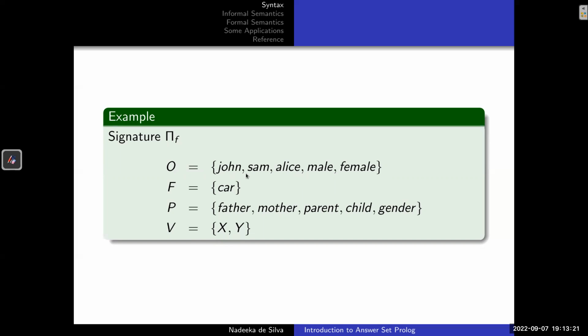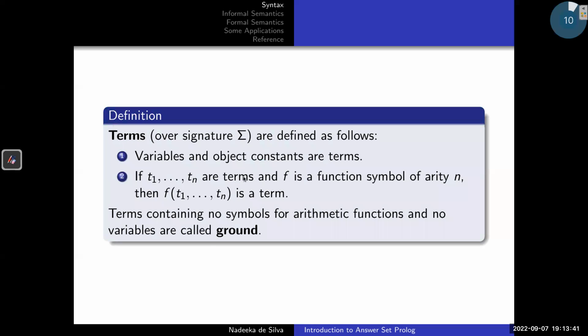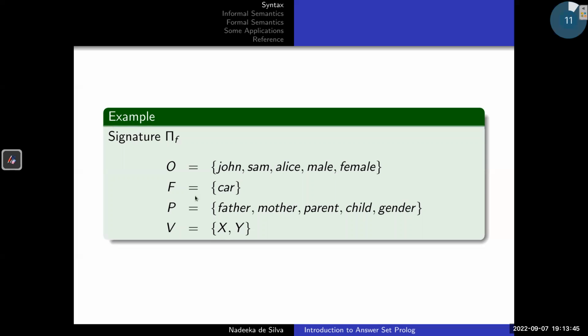So there is a little problem with this definition. Because if we input a term into a function, that becomes a term. So according to this definition, car male, car female, car John also become objects, terms. Because a term is a variable or an object, and inputting terms into a function, we get terms. So those unwanted terms are also defined as terms under this definition.